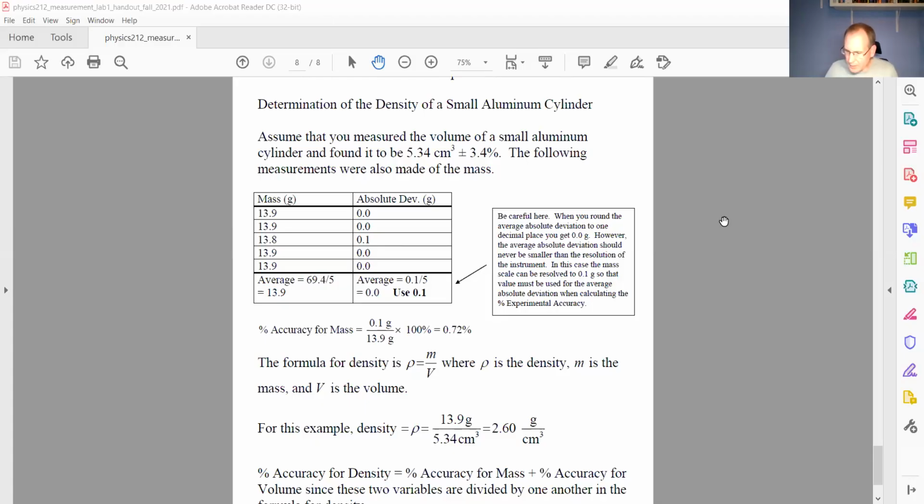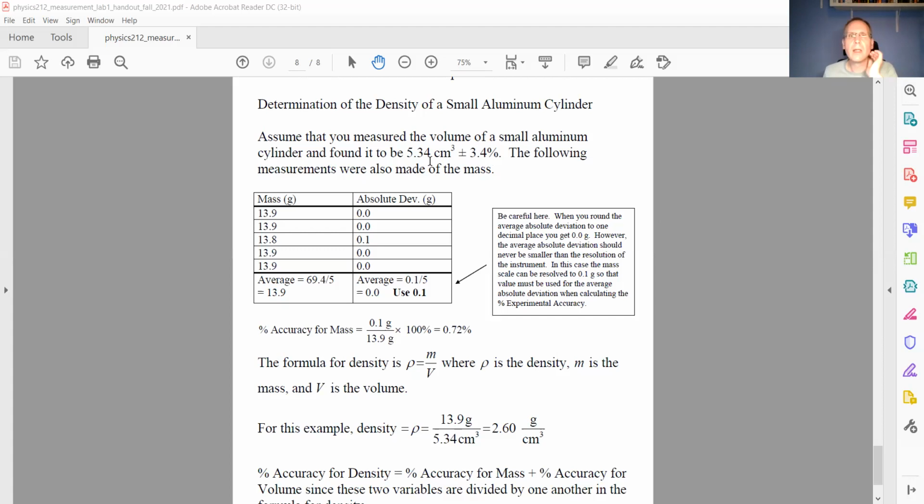Okay, and then so we're almost done. Here's the last page of this handout. This is just an example where we're actually looking at the density of that small aluminum cylinder. So let's say you went through the experiment and you found the volume of that cylinder to be 5.34 centimeters cubed. And this is your percent experimental accuracy, plus or minus 3.4%, right?